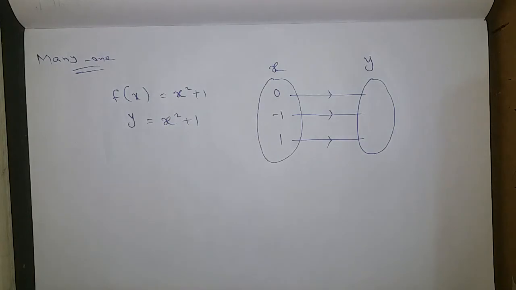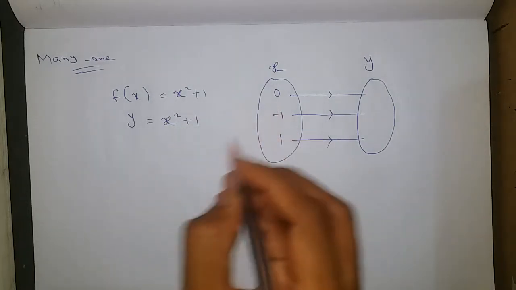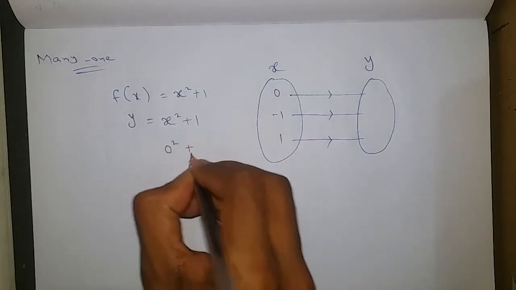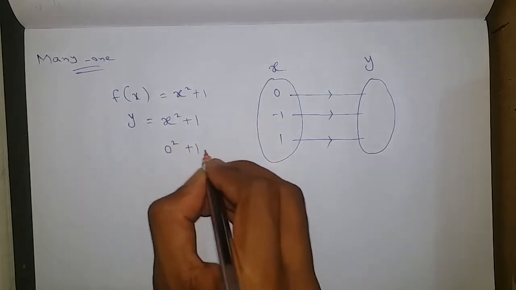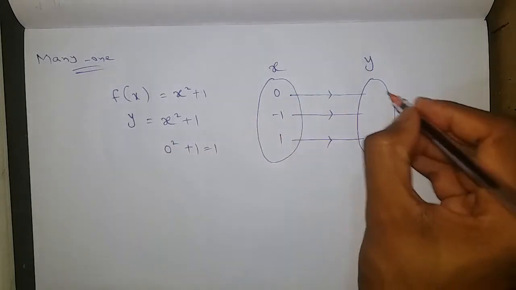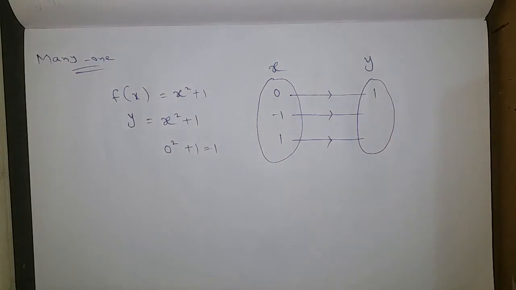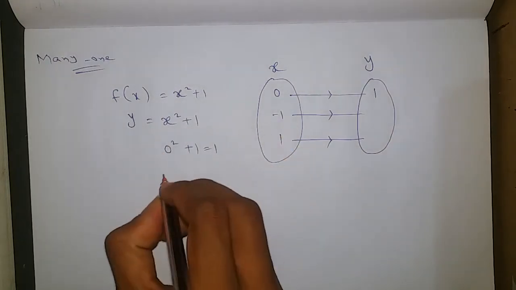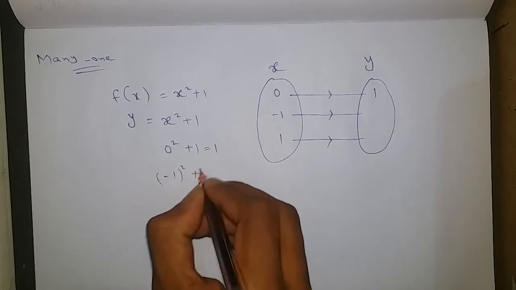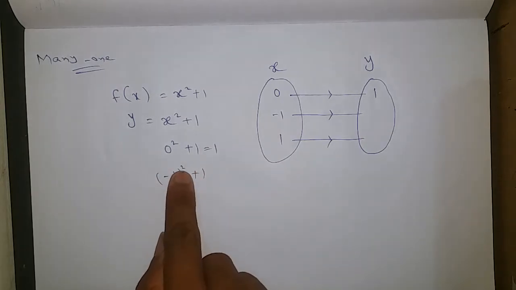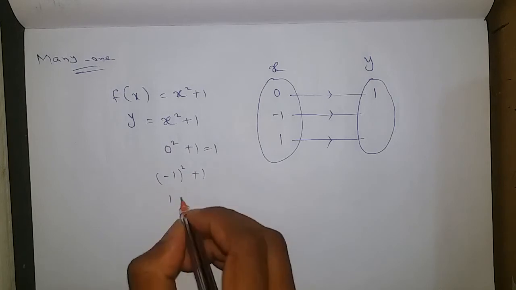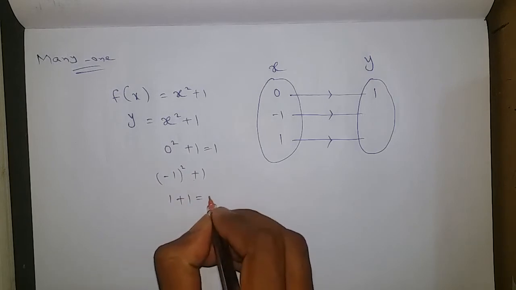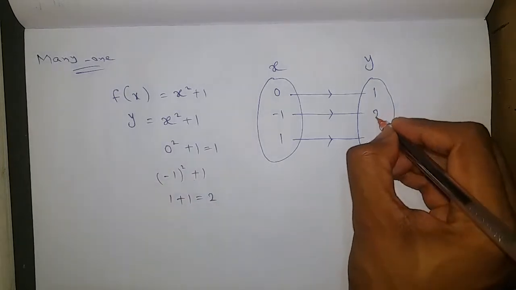Let us check now. In the place of x, I will substitute 0. 0 square plus 1. 0 square is 0. 0 plus 1, 1. So if we substitute 0, we get output as 1. Next, -1. In the place of x, I am substituting -1. -1 square plus 1. Already plus 1 is there, again plus 1, plus 1, plus 2.